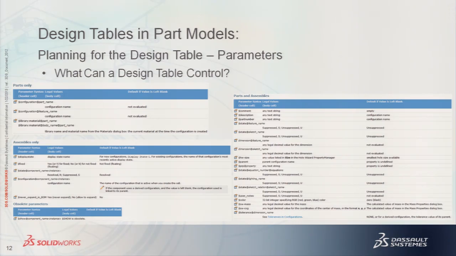These can be found if you go into the help menu of SolidWorks, type in the search design table parameters, exactly what it says up there. That is going to give you this list of everything. It shows you what's controlled for just parts, parts and assemblies, assemblies only, and there's even one obsolete one down there at the very bottom. If you're working with design tables a lot, this is a great reference.